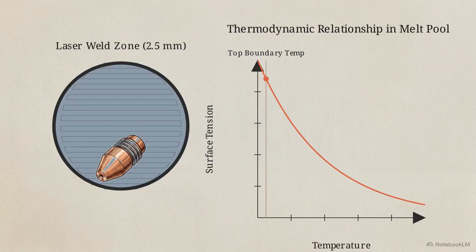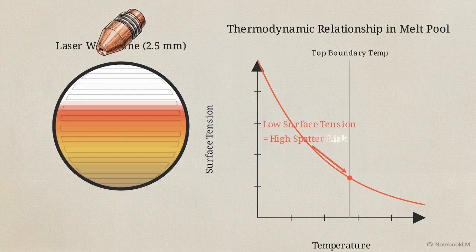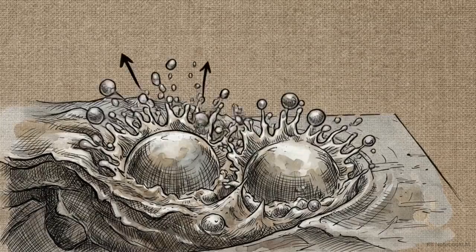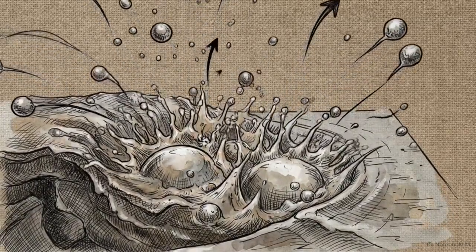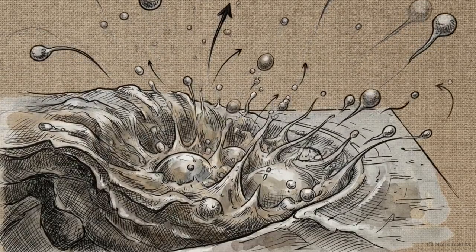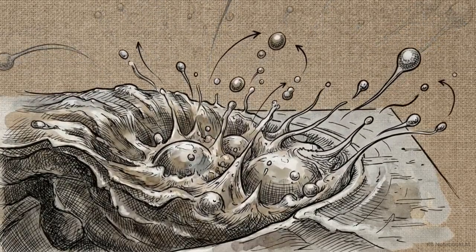By the time the beam reaches the top region, the material is already at an elevated temperature. In fluid thermodynamics, a melt pool's surface tension shares an inverse relationship with its temperature. With the top region preheated, degraded surface tension offers far less physical resistance against internal recoil pressure. The mechanical threshold for droplet ejection is lowered.